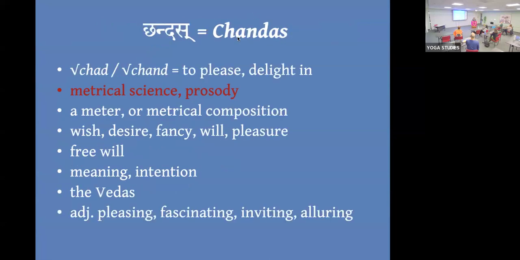This word, chandas, this metrical science, prosody, comes from a root chud, chund. In general, nouns in Sanskrit come from verbs, meaning to please or delight in. So metrical science, meter, verse is meant to be pleasurable. It's meant to be delightful. It also, because all Sanskrit words have many meanings, means a wish, a desire, a fancy, a will, a pleasure, free will, meaning, intention, the Vedas themselves, pleasing, fascinating, inviting, alluring. And so we hope that our verses will be all of these things.